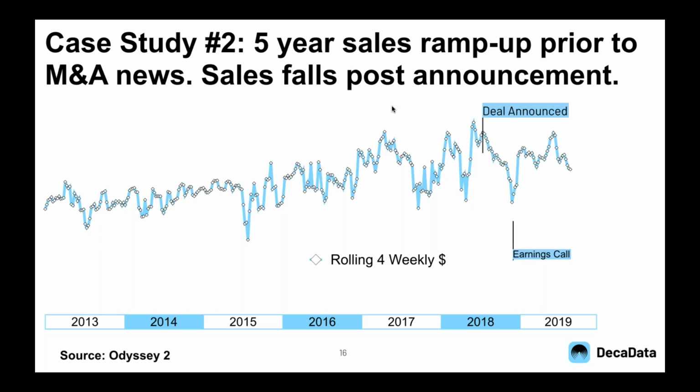And here we have the 5-year sales ramp up prior to an M&A announcement which took place at the end of June in 2018. You can see it's steadily increasing rolling 4-weekly sales, with some fluctuations around key selling periods, and then following the M&A announcement, we see a decline in rolling 4-weekly sales, which is unusual and has been commented about in the press.